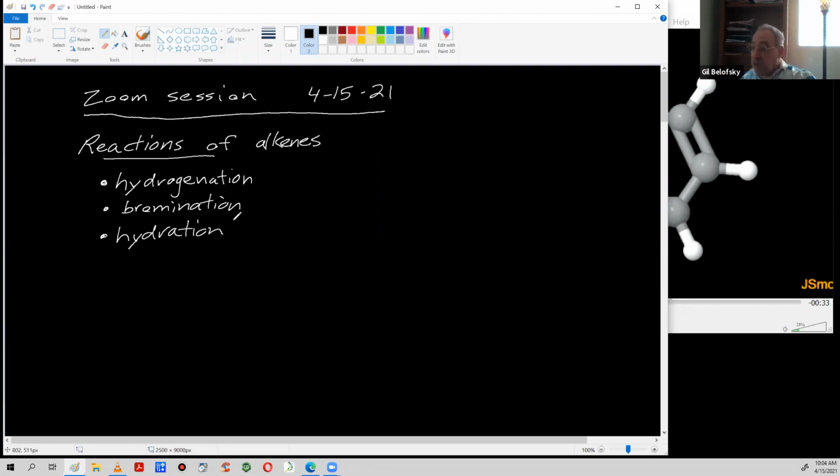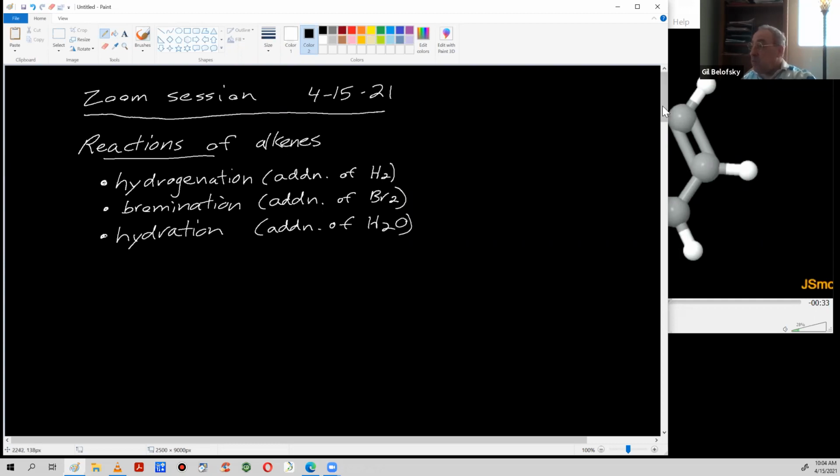So hydrogenation and hydration sound a lot alike, but this is the addition of hydrogen, addition of a molecule of hydrogen or two atoms of hydrogen across a double bond. Bromination's addition of a molecule of bromine, or one bromine each across the double bond. And hydration is like water, right? So addition of water across the double bond.